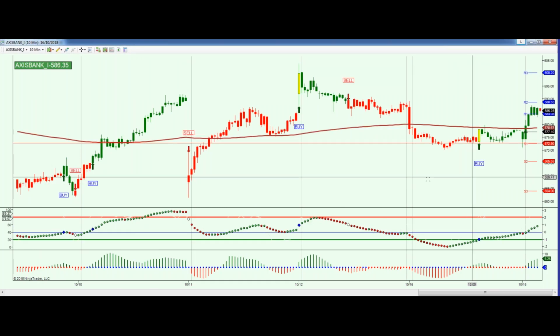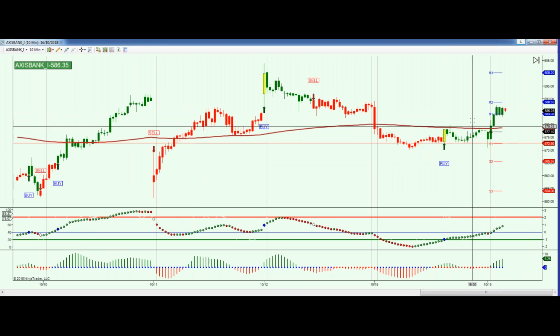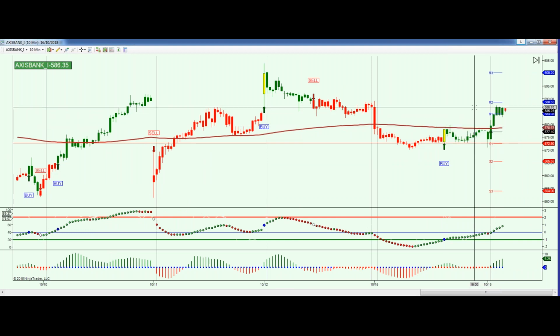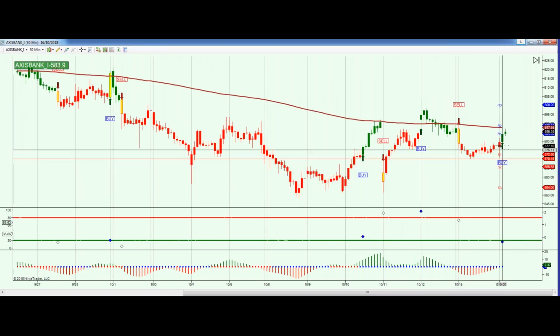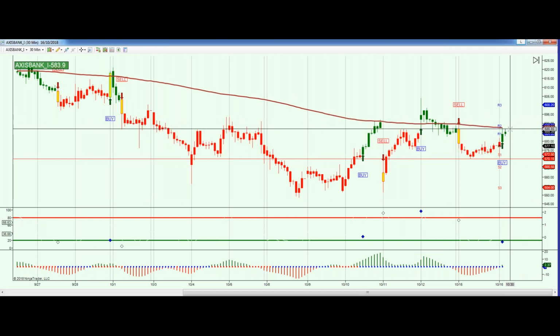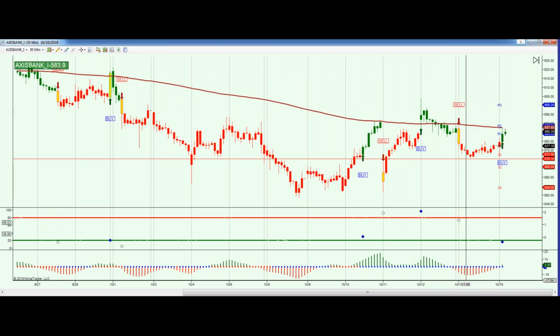So that is Axis Bank for you. The buy entry was 580. It has gone up to 586. Now it is at 585. Again, the same case with Axis, you have a strong resistance here. Once it breaks this, it can go anywhere till 596 and 600.